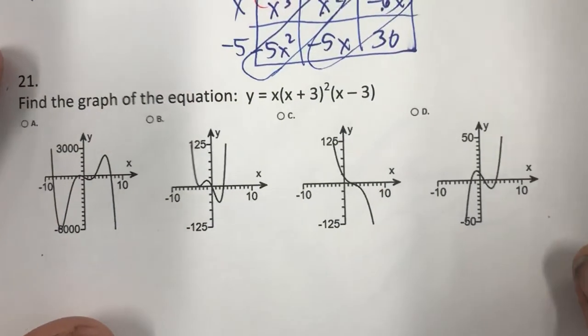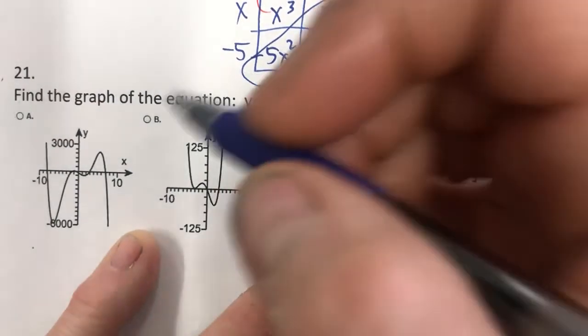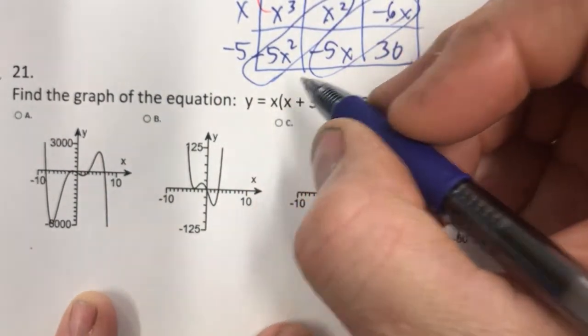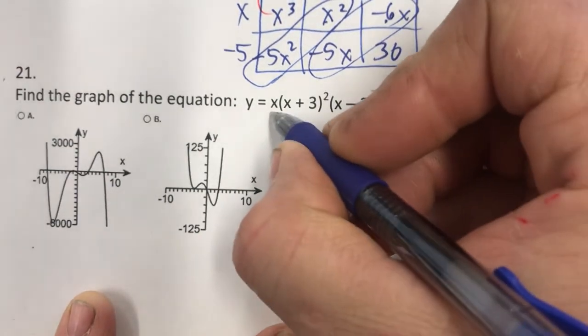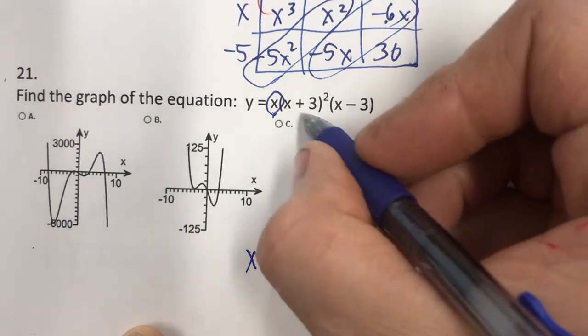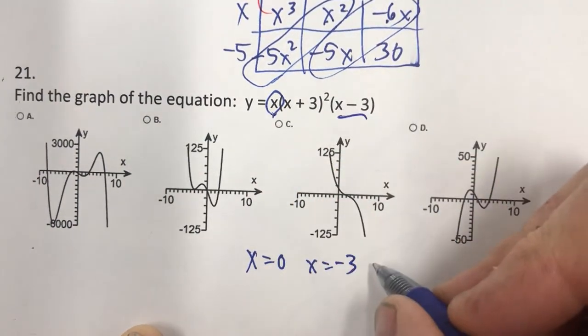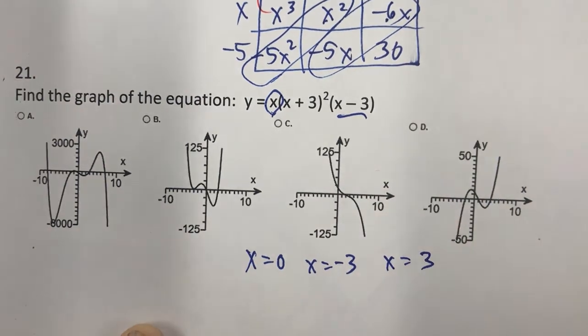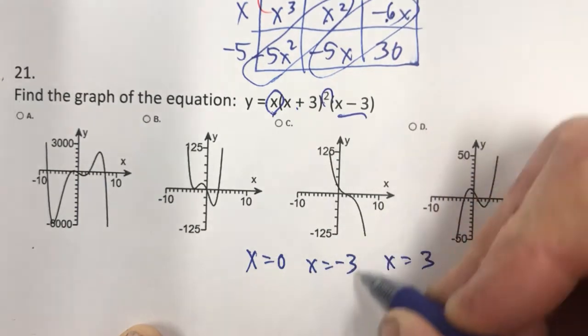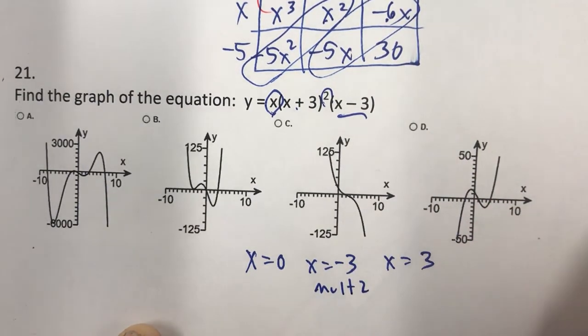All right, and last one. Find the graph of this equation here. Right there, that's x equals 0. Right here, that's x equals negative 3. And right there, that's x equals positive 3. Now if you notice, this middle one's squared, which means it's multiplicity 2. Which means it's going to touch the axis and turn back down, or touch it and go back up.